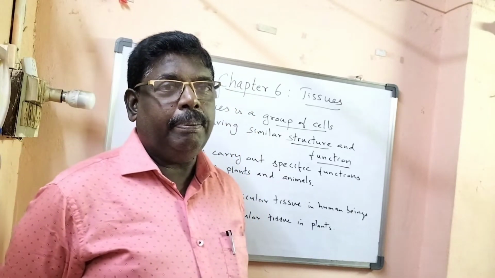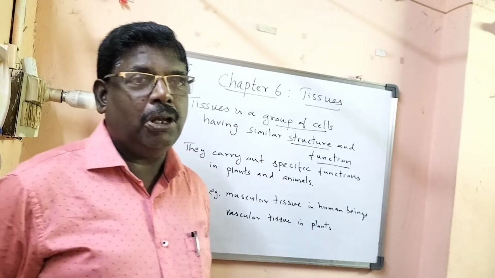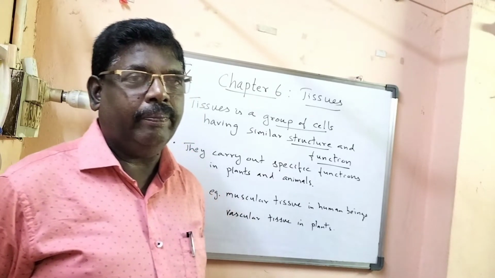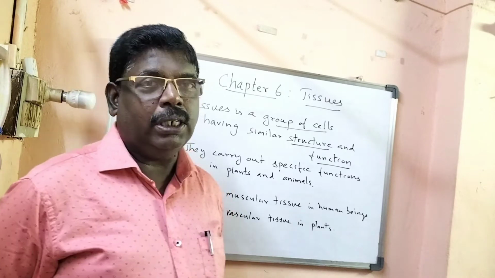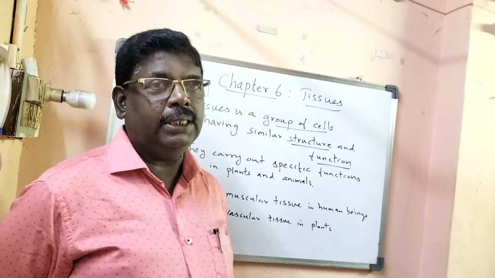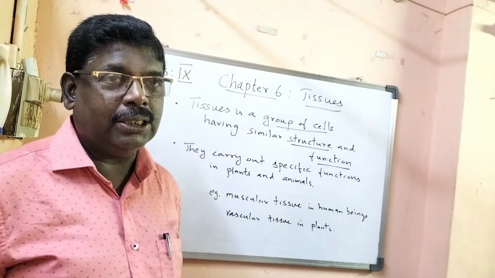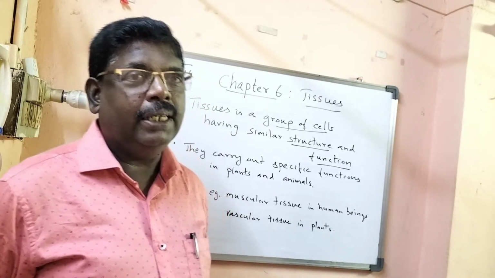If you take plants, they have vascular tissue. Vascular tissue has xylem and phloem. Xylem conducts water and phloem conducts food. So these are specific functions of the vascular tissue in plants.